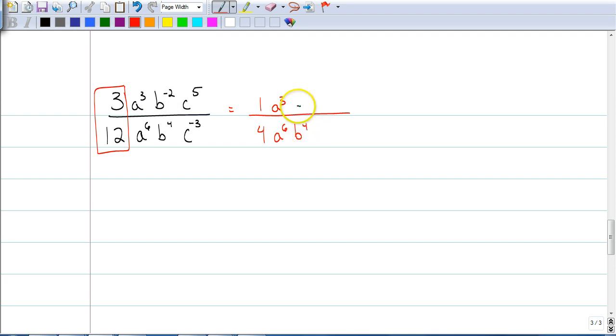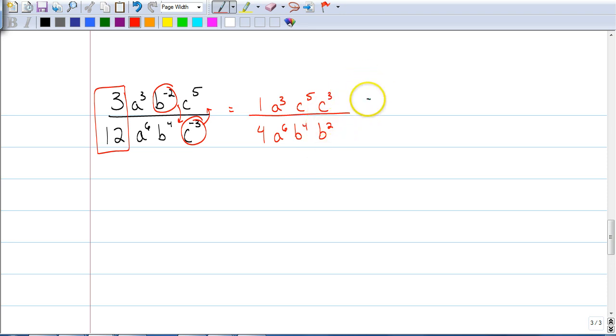So if you notice what I just did, is I just wrote down all the variables whose exponents are positive. The ones that are negative, though, I need to take and move those to a different location to make them positive. So this b to the negative second, I'm going to move that to the bottom, make that a positive second power. The c to the negative 3, I'm going to move that to the top to make that a positive third power. Now I'm going to simplify everything.